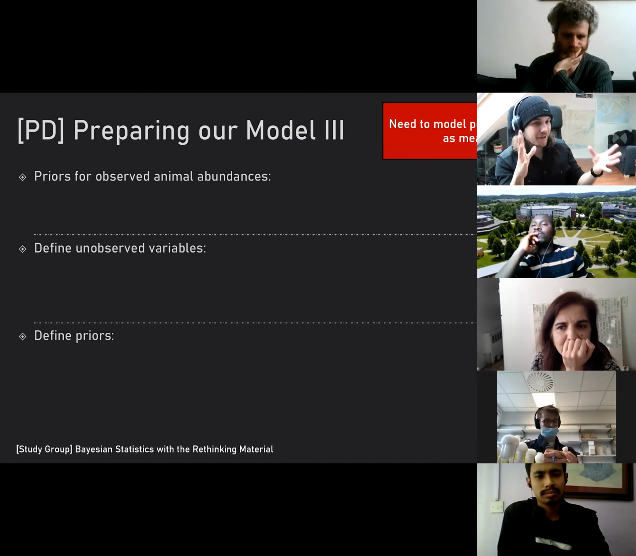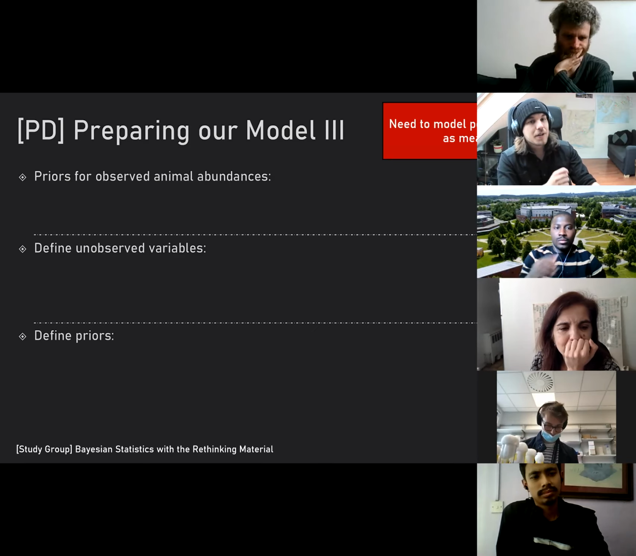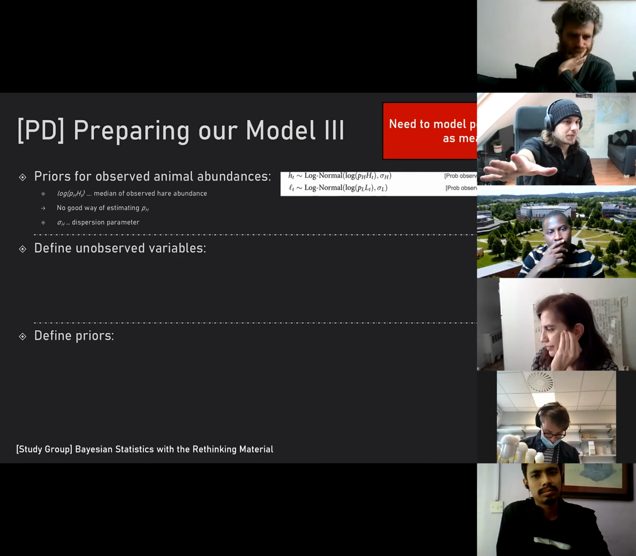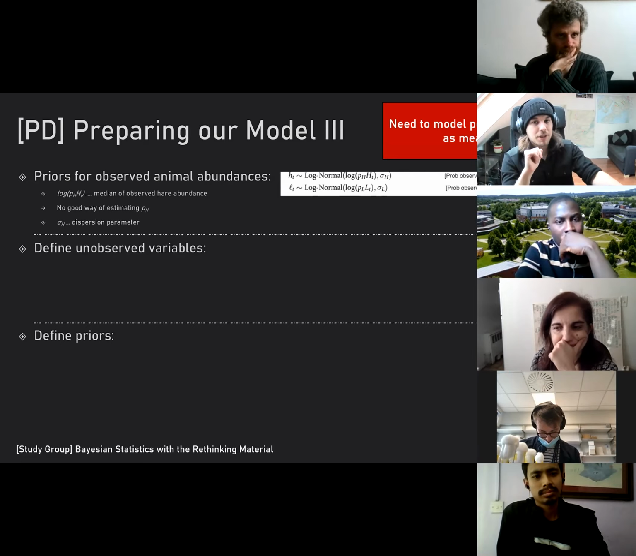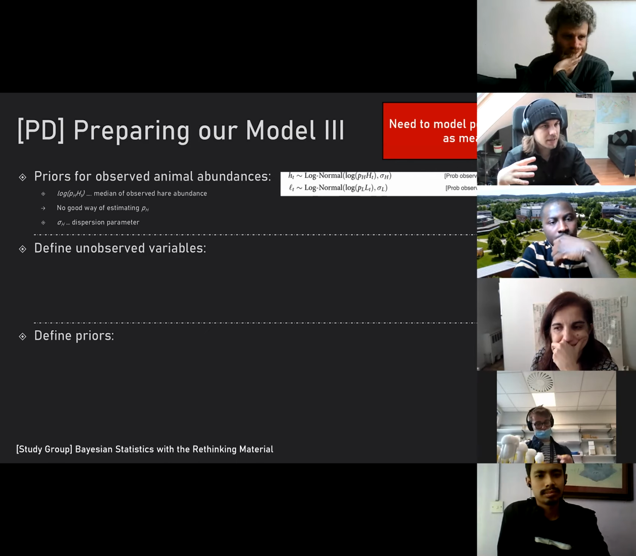So we, first of all, need to model the population dynamics as well as the measurement error. So we need some priors for observed animal abundances. That's the ones we have right here: a log normal distribution for both the observed hare pelts and the observed lynx pelts. I will just refer to these as populations and not as pelts.